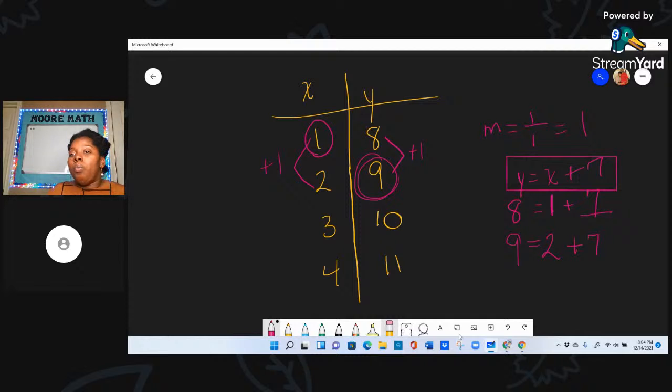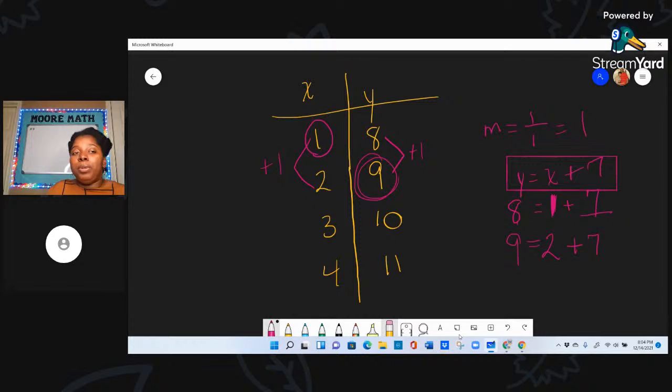Okay. So once you have your slope, you're looking to see, okay, well, what did I do? I started at 1, I input that 1, and out comes 8. So I either added something or subtracted something. Okay.